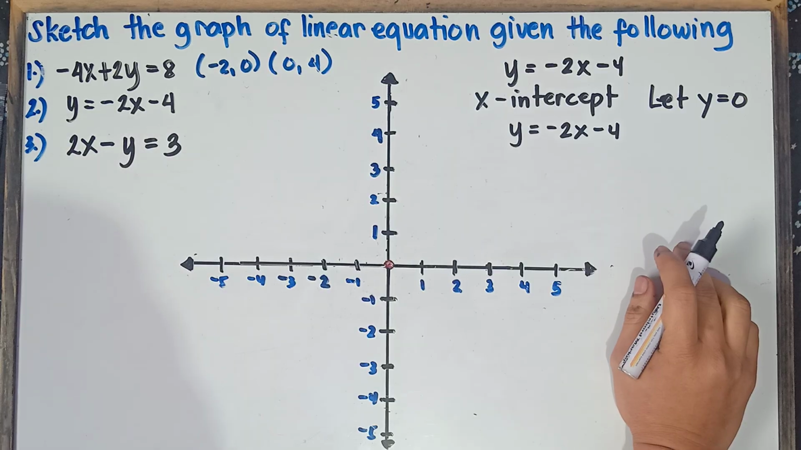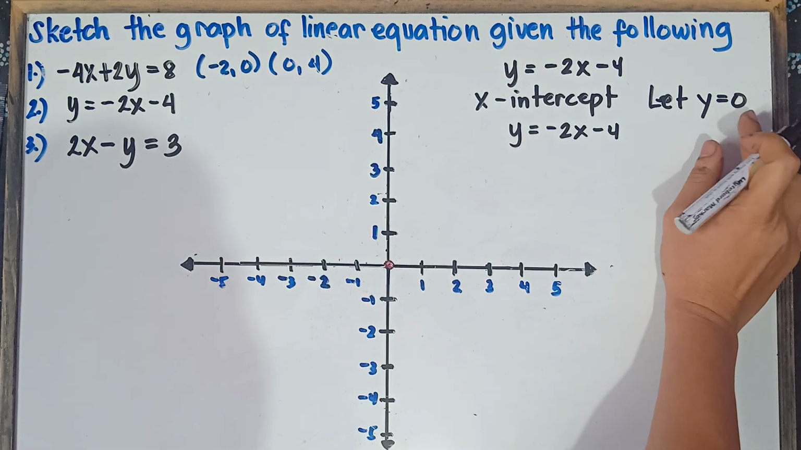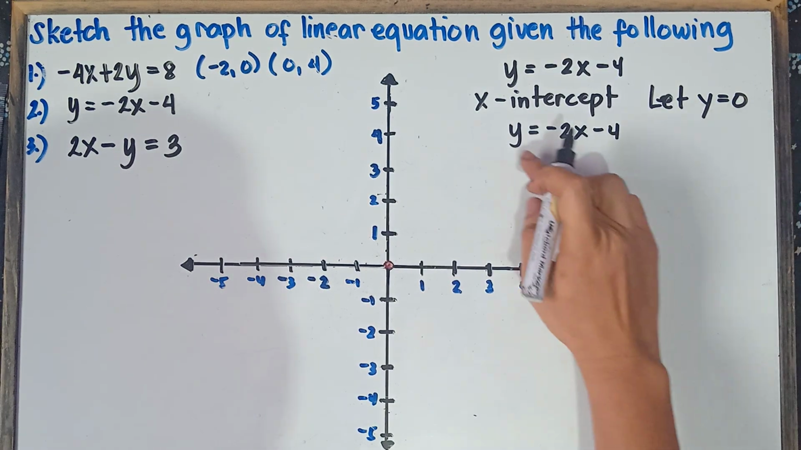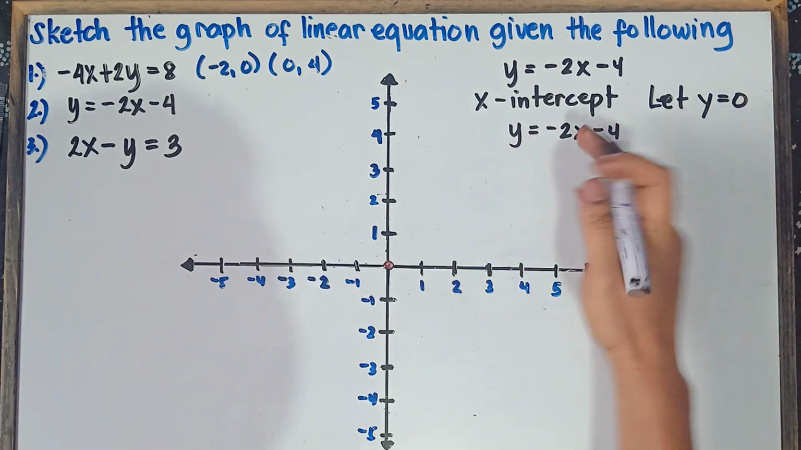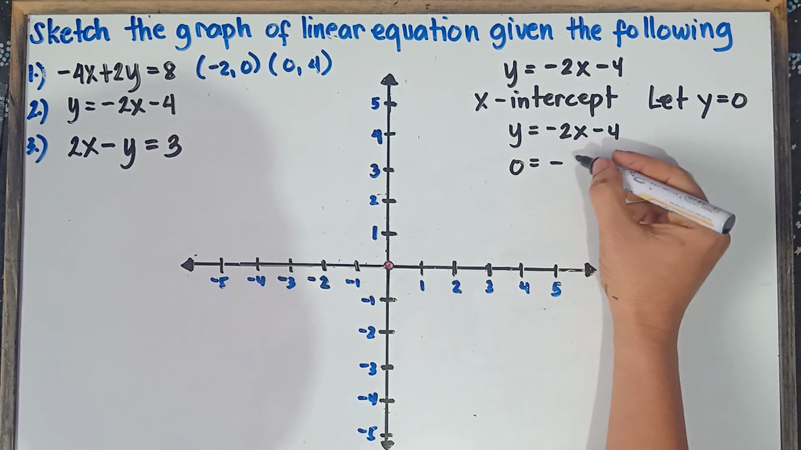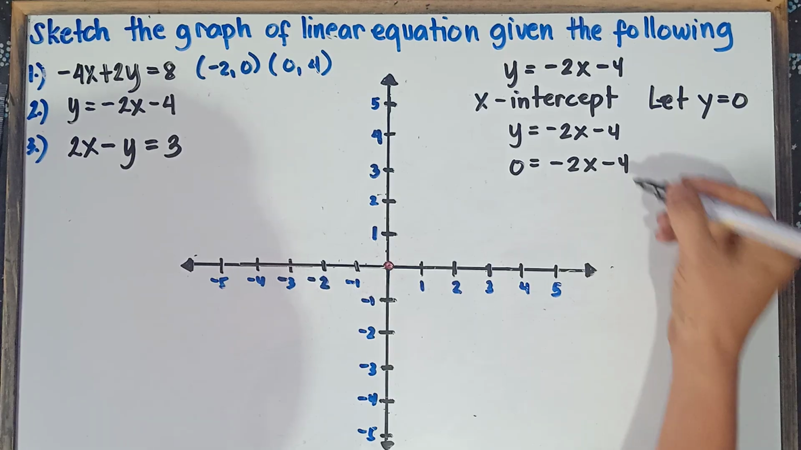Once again, simply substitute the value of y, which is 0. So you change this y into 0. So 0 equals negative 2x minus 4.